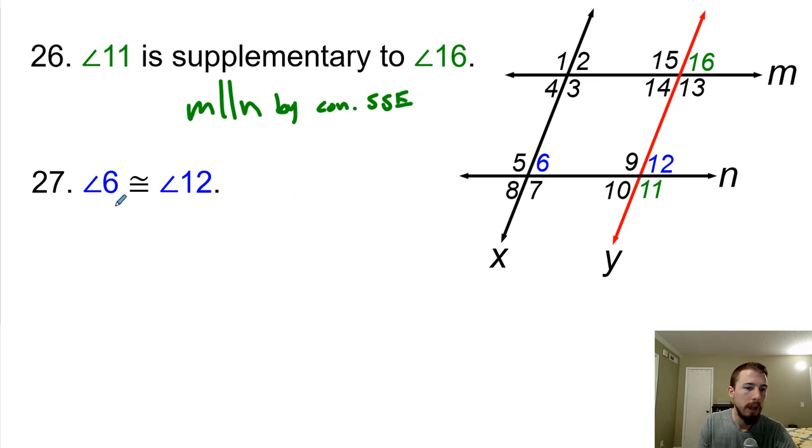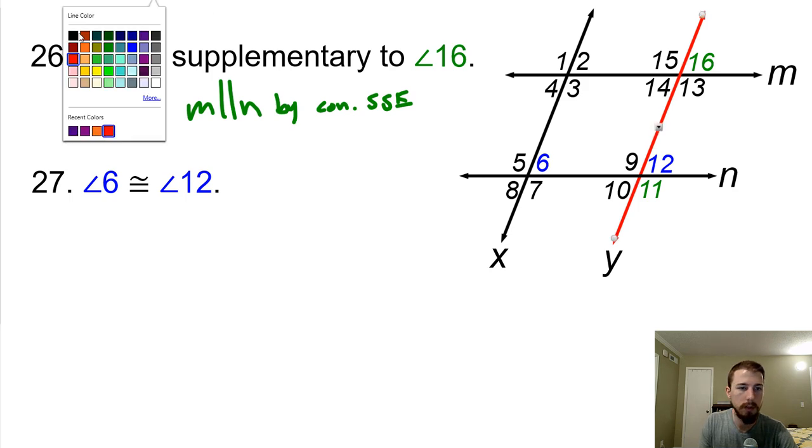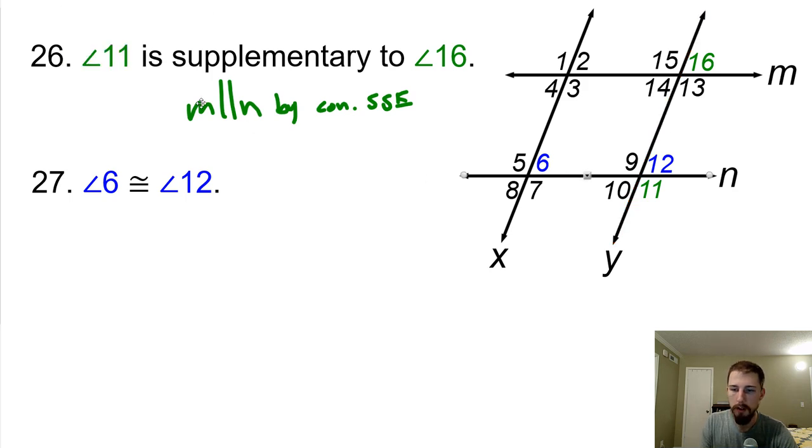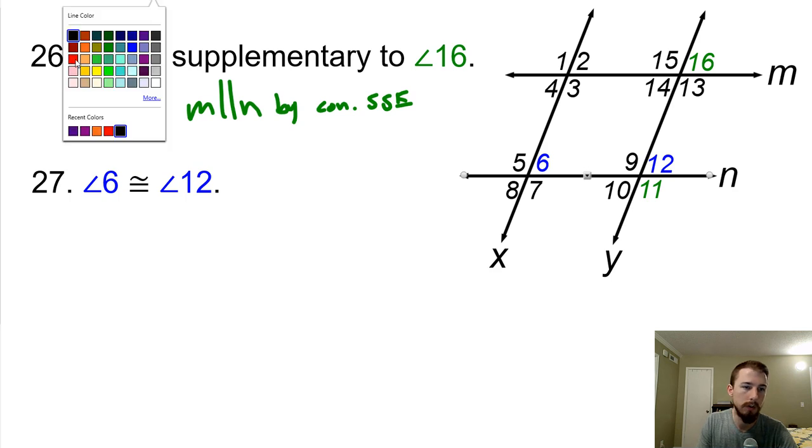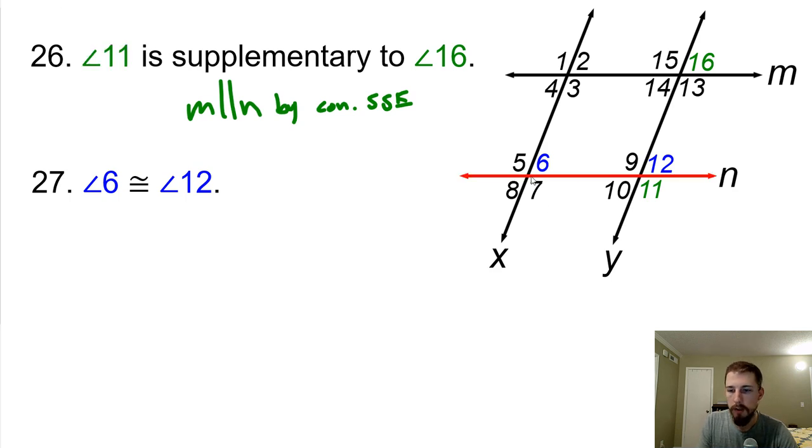Okay, what about 6 and 12? So now 6 and 12, our transversal would actually be n, because n is the line that relates those 2 angles together. So the lines that are being proven parallel are x and y. Now they're saying they're congruent. These are both corresponding angles because we have top right and top right. So they do have to be congruent, and they are. So we can conclude that x is parallel to y by the converse of corresponding angles theorem.